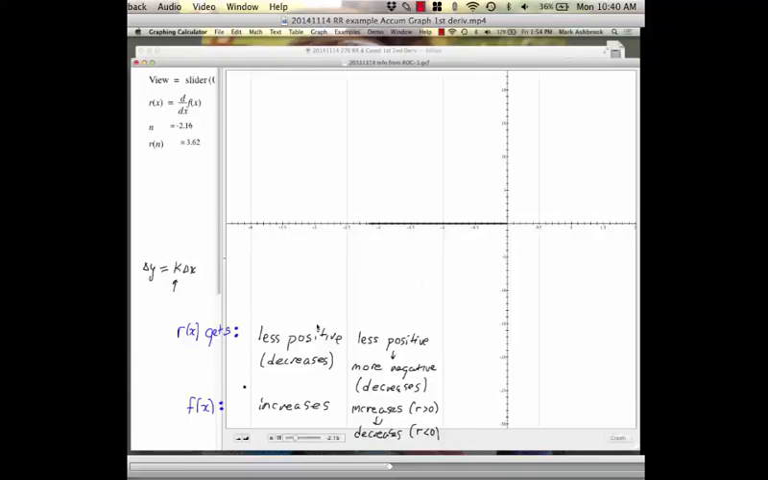Okay, so did you catch that? Even though there were two parts to that rate, getting less positive and then more negative, the rate is decreasing that whole time. Agree with that? But when the rate is positive, the accumulation is increasing. When the rate is negative, the accumulation is decreasing. Okay, next segment. Are we good?